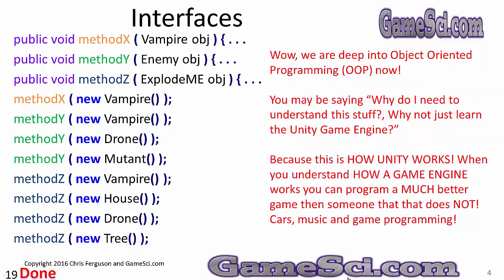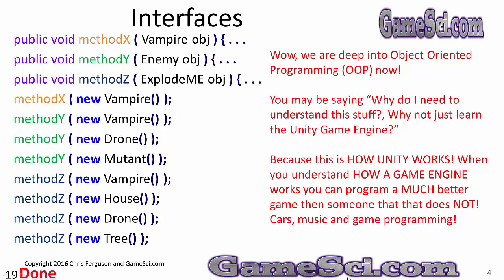Wow, we're deep into object-oriented programming, OOP, now. You may be saying, why do I need to understand this stuff? Why not just learn the Unity game engine? Because this is how Unity works. When you understand how a game engine works, you can program a much better game than someone that does not understand. This is common throughout anything, not just computer science.